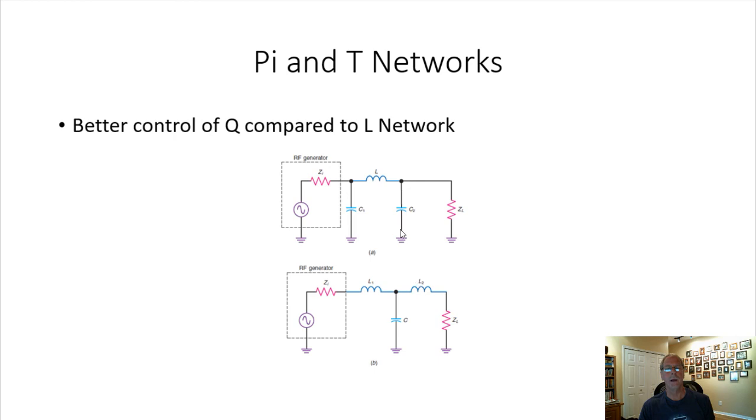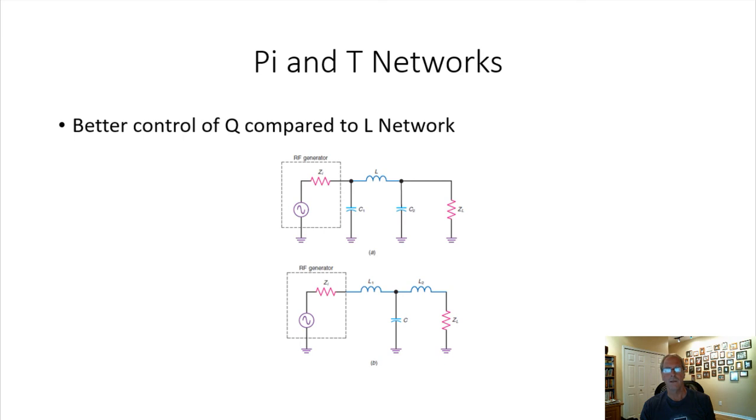Here's a pi network. See how it looks like a pi? Kind of. C, L, C. And then here's a T network. Another T network. Two L's and a C. Looks like a T, right? Now the Q has a little bit better control over these, as opposed to an L network. So that's an advantage. That's why you would use that instead. There's some variations in bandwidth and things like that.